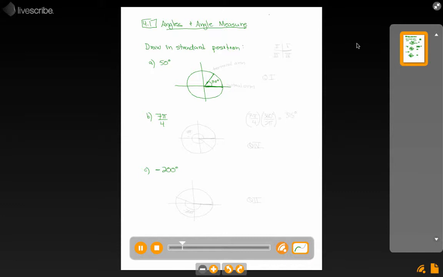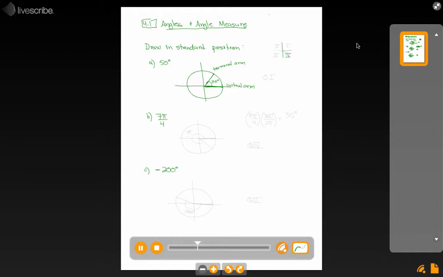And your initial arm is always in the exact same place, right here. You can think of it as the positive x-axis. And if you're given a positive angle, you're going to rotate up from there. So I need to go up 50 degrees, which puts me with my terminal arm here, right in quadrant 1, and I can label this as 50 degrees.